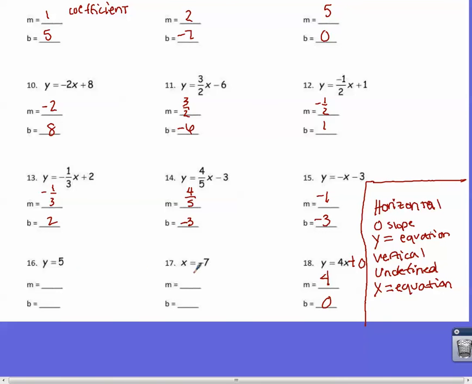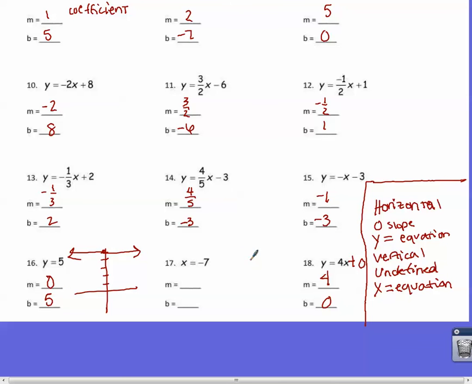So in 16 and 17, this is y equals 5. Well, a y equals equation is going to be a horizontal line, and it's going to cut through the y-axis at 5. So it's horizontal, so it's a 0 slope, and your y-intercept is going to be 5.